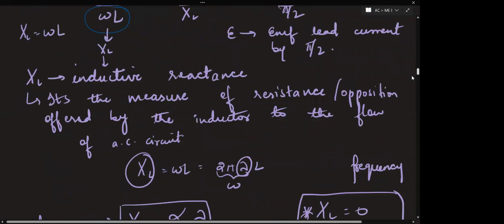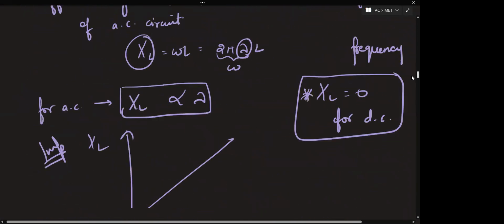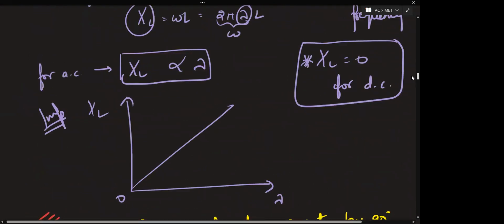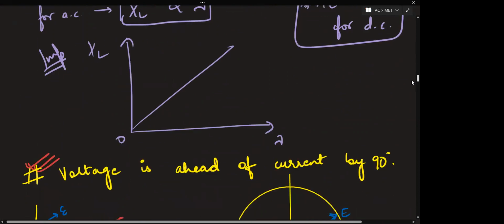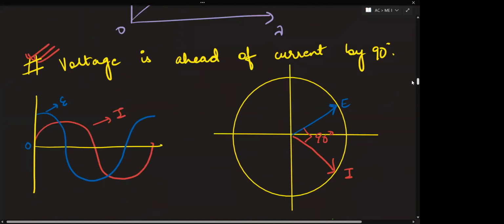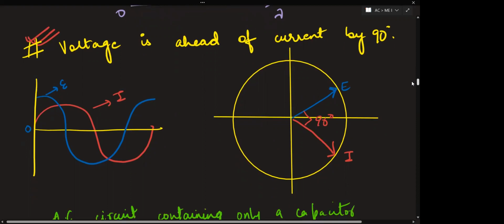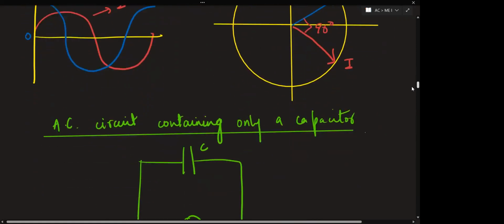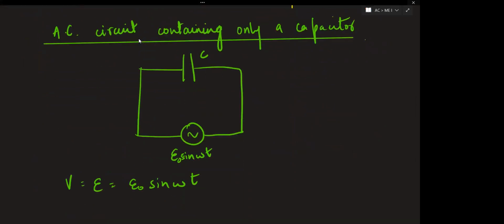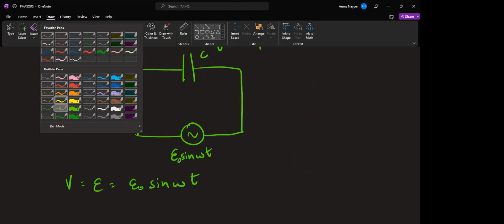One more quantity, the resistance obtained in the case of an AC circuit having only an inductor, was XL. XL was simply the inductive reactance. And this was a phasor diagram to depict the relation between the current and voltage, and which quantity is ahead of which. So voltage is ahead of current by 90 degrees.